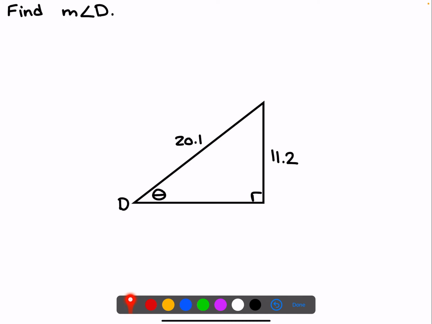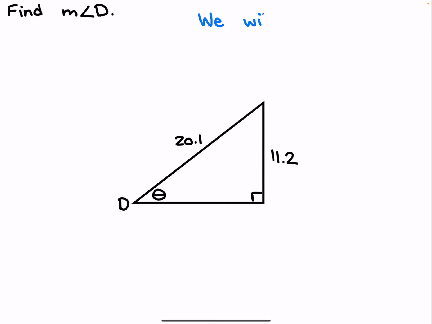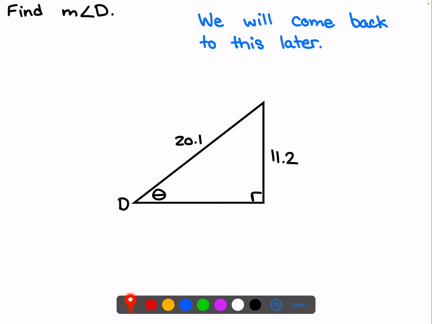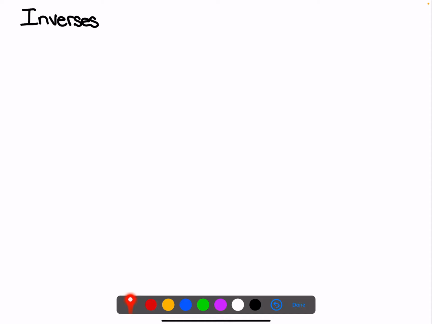So what we were covering yesterday was just solving triangles using trigonometry. And what that allowed us to do was solve for our missing side lengths. Now, the difference between those problems and this problem is this time we don't have an angle measure, and we need to solve for this angle measure instead. So we're going to come back to this problem a little bit later today. And in order to actually solve for that angle measure, we first want to talk about inverses.